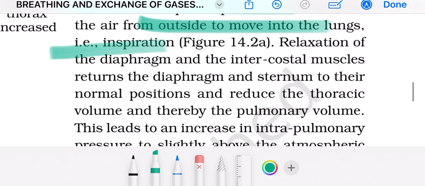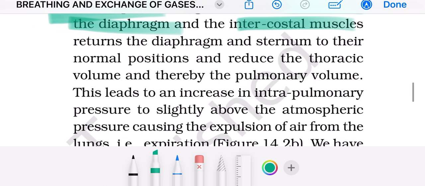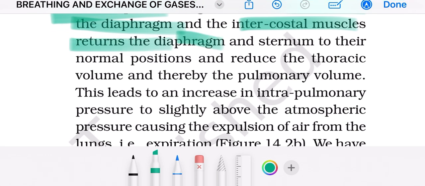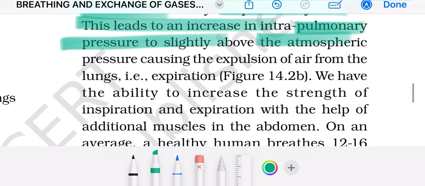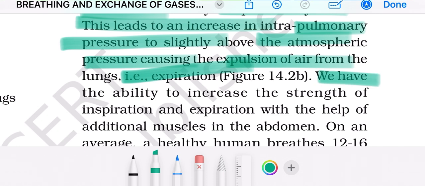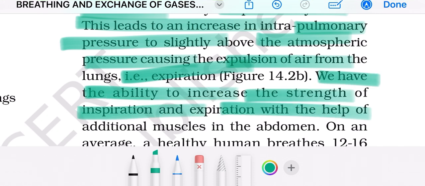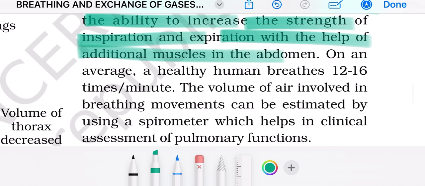That is inspiration. Relaxation of the diaphragm and intercostal muscles returns the diaphragm, external intercostal muscles and sternum to the normal position, which reduces the thoracic volume, thereby reducing pulmonary volume. This leads to an increase in intrapulmonary pressure slightly above the atmospheric pressure, causing the expulsion of air from the lungs. That is expiration. We have the ability to increase the strength of inspiration and expiration with the help of additional muscles in the abdomen. On average, a healthy human breathes 12 to 16 times a minute.